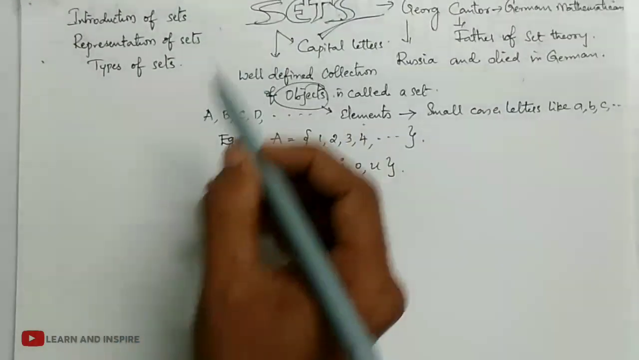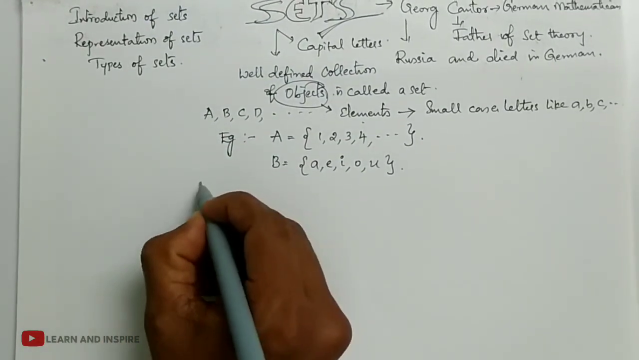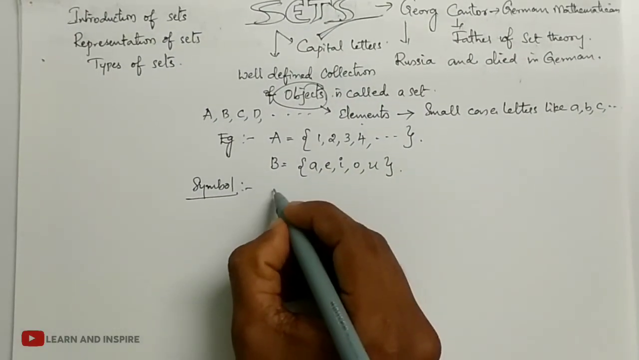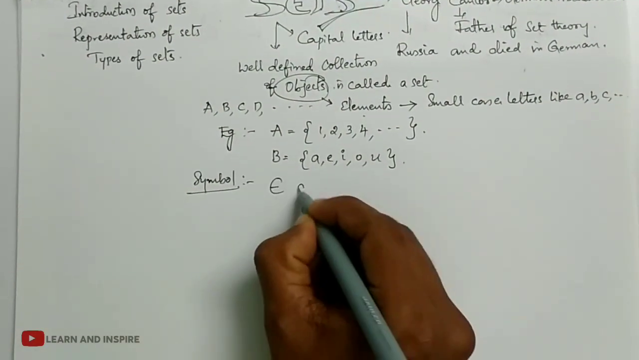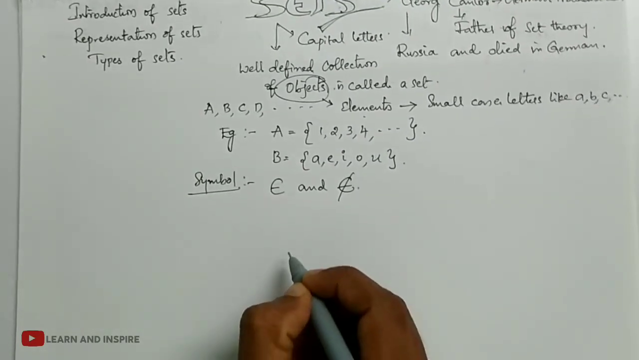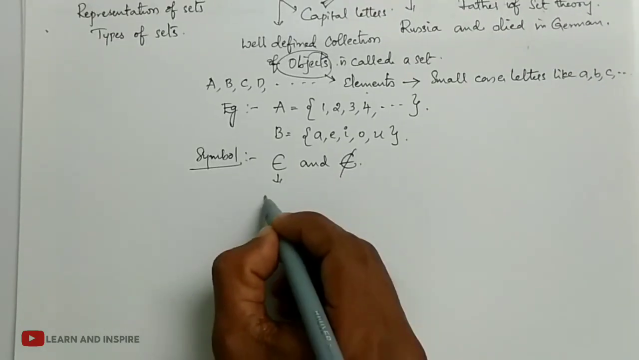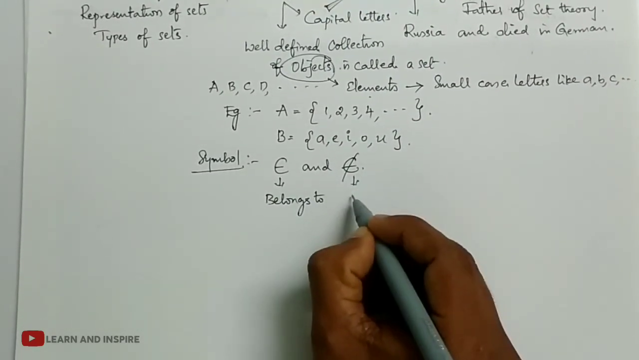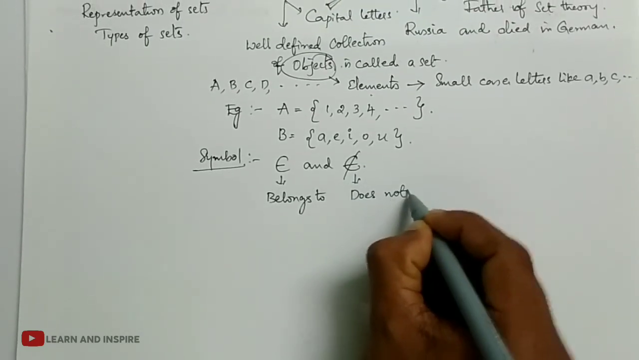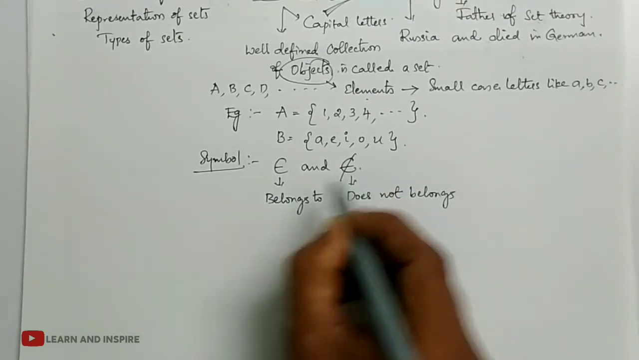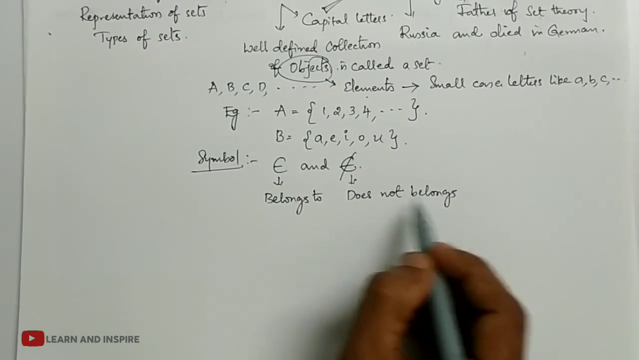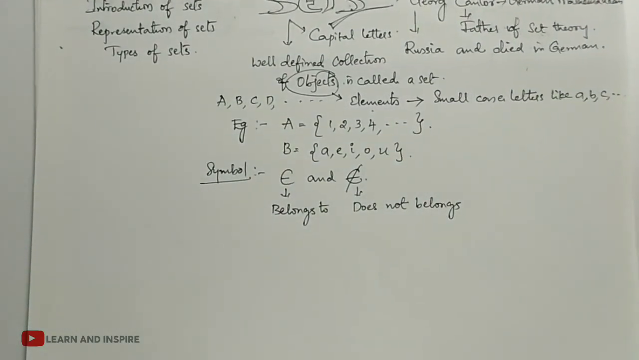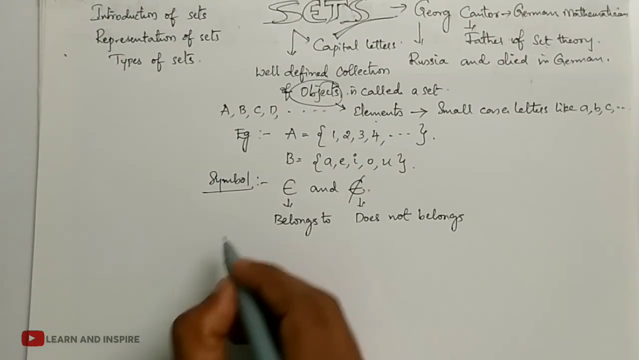Next, we have two symbols we use to represent membership. One is belongs to, and the other is does not belong to. We use these symbols in the exercise part, and you will come to know how we can use them. Or else we can take one example.